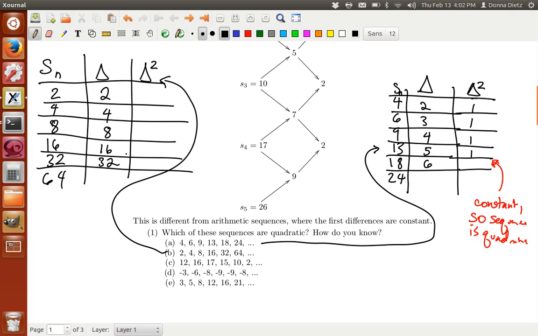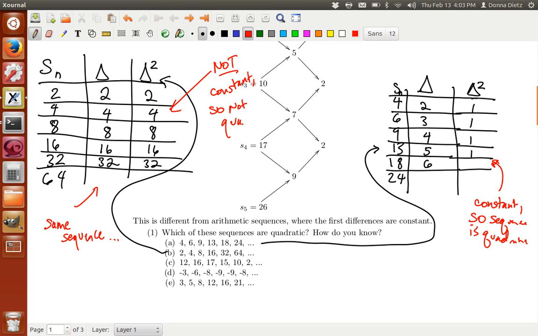Whoa! That's the same sequence. Same sequence. Well, let's try taking these second differences again and see if we get something different. Well, of course, we're not going to, right? 4 minus 2 is 2. 8 minus 4 is 4. 8, 16, 32. This is not constant. So not quadratic.